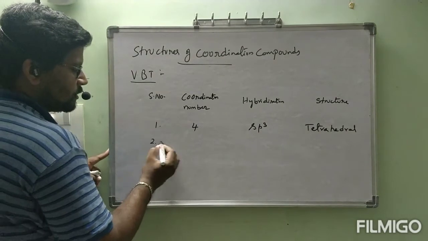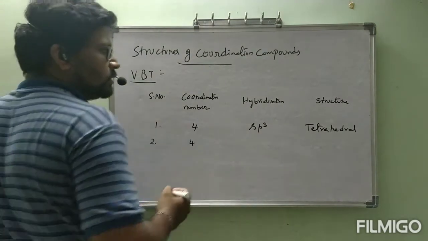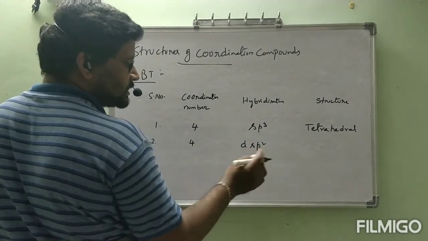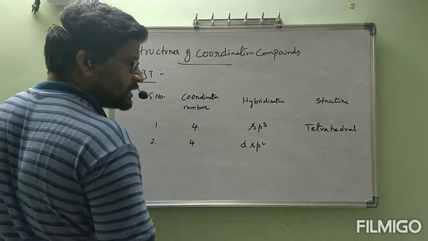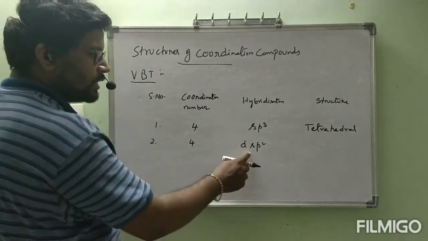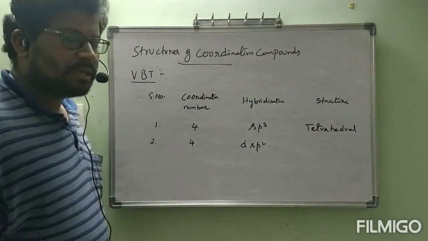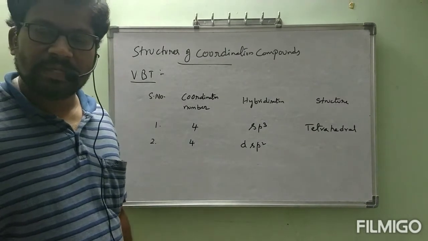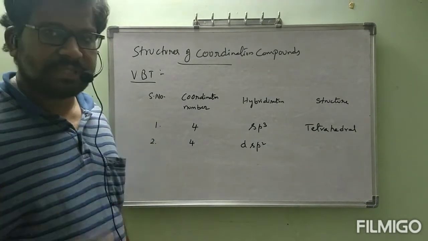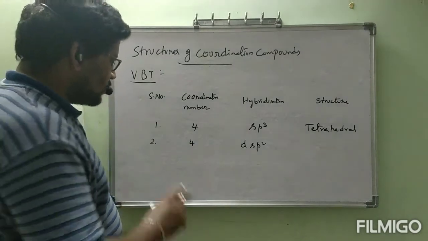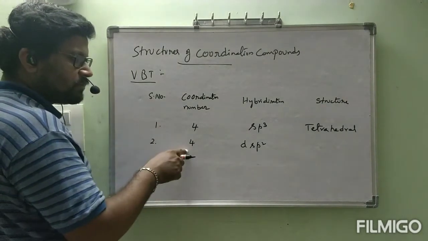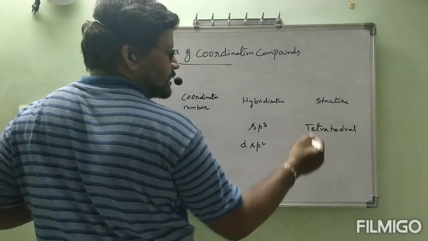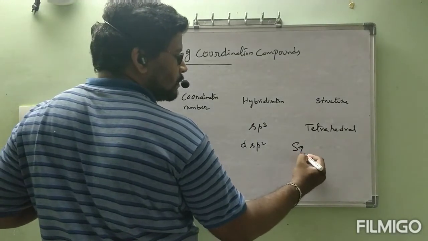Next, the second one, again coordination number 4, hybridization dsp2. This is a new type of hybridization which we didn't study in chemical bonding. dsp2 we didn't discuss in chemical bonding. Especially it occurs in coordination compounds only. Along with the reasons we will see. Now, serial number 2, coordination number 4 means 4 ligands only. Hybridization dsp2, structure square planar.